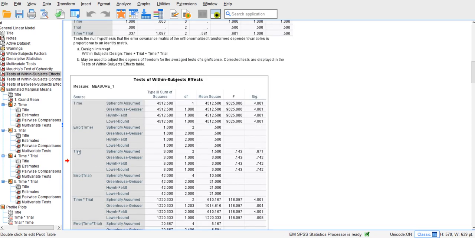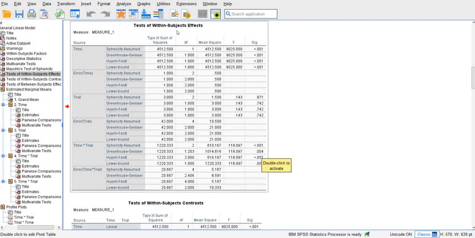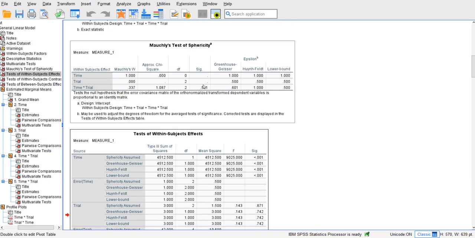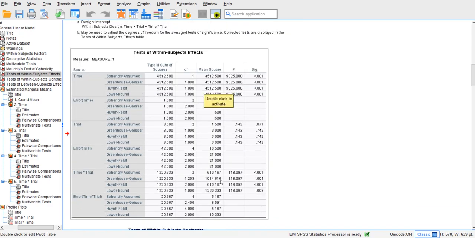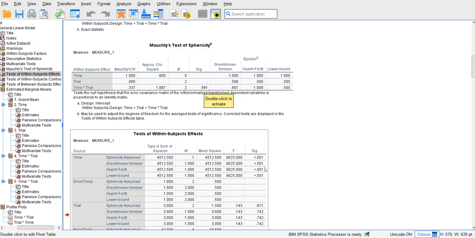But the inverse of that for trial, we don't have a significant p-value, but it's not really interesting, the main effects on their own, whether it's time or trial. What we're interested in with a two-way ANOVA is the interaction. So time times trial, if we look at the assumed p-value, again, we would take this assumed p-value of less than 0.001 because Mauchly's test has been satisfied. If this was significant, let's say 0.003, we would actually take the p-value underneath, which would be 0.004. It doesn't matter because they're both significant, but it's just worth mentioning.